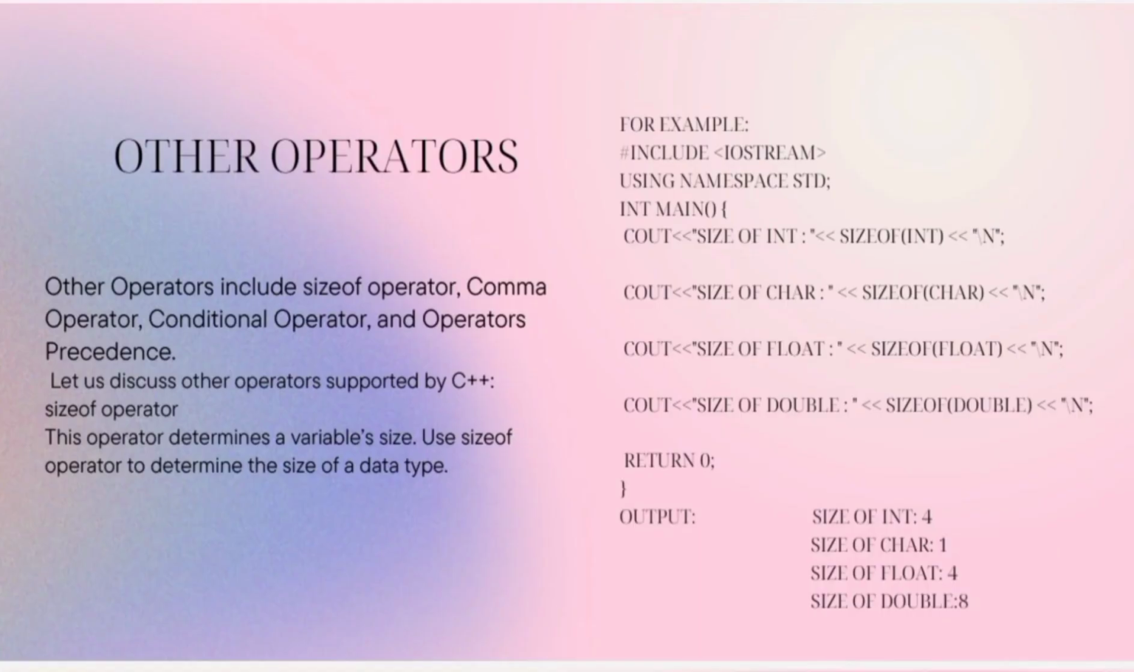Output: initial value of x is 5. x += 5 gives 10. x -= 5 gives 5. x *= 5 gives 25. x /= 5 gives 5. Other operators.